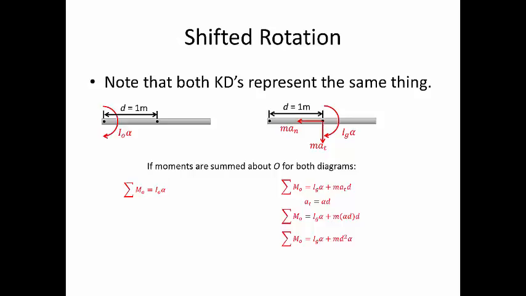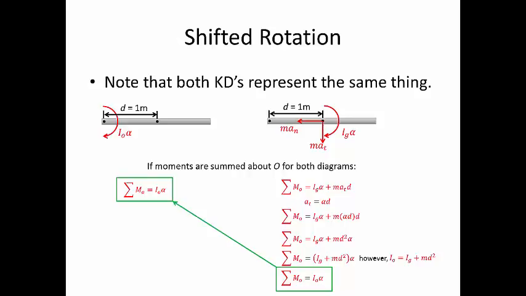If we pull out the angular acceleration, we get the sum of the moments about O is equal to our mass moment of inertia about the center of gravity plus the mass times the distance squared, all of that times our angular acceleration. However, the mass moment of inertia about point O is equal to the mass moment of inertia about the center of gravity plus the mass times the distance squared. If we substitute that into our equation, we get the sum of the moments about O is equal to the mass moment of inertia about O times our angular acceleration. Note that both of these are the same, showing that both kinetic diagrams represent the same thing.